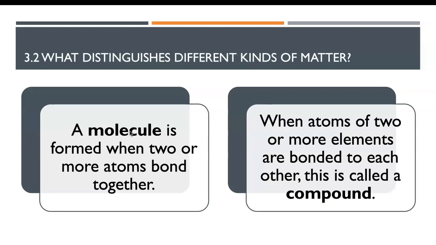A molecule is formed when two or more atoms are bonded together. And when atoms of two or more elements are bonded to each other, this is called a compound. So if you look at the left side, the atoms could be the same or different. And if you look at the right side, two or more elements, that's definitely two or more kinds of atoms.